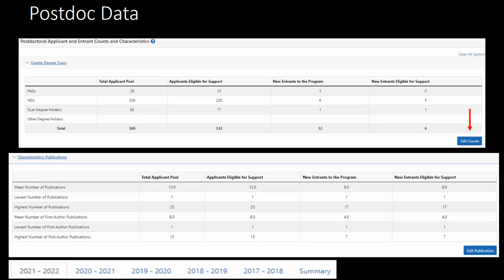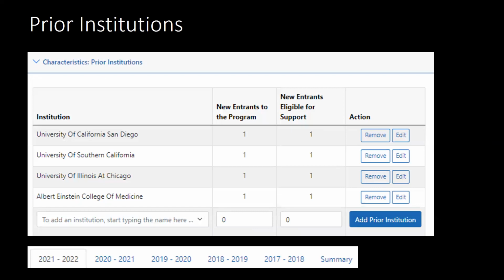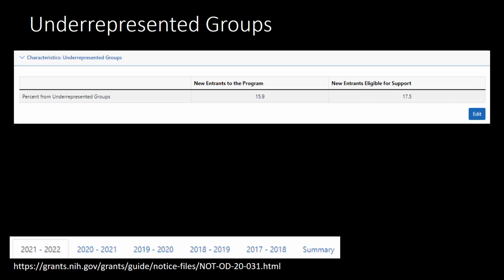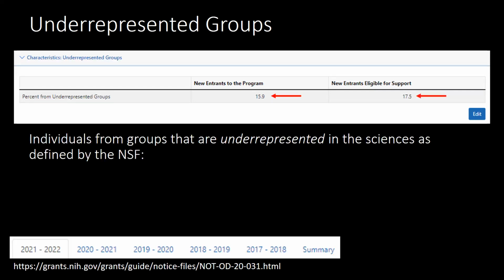Postdoc data, very similar. You have to put in all your counts, go ahead and edit all those. Same thing with publications. I want to know how many total publications, and then how many first author publications for the last 5 years. So, there's prior institutions and the URM numbers.